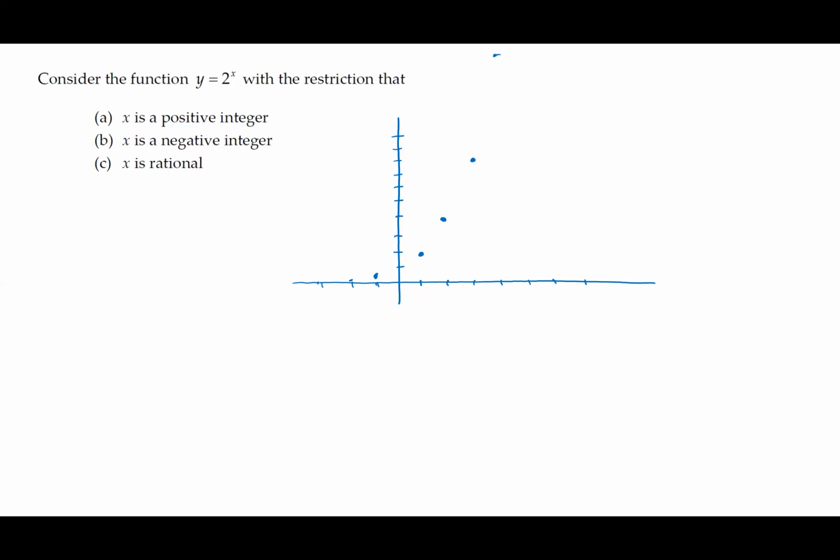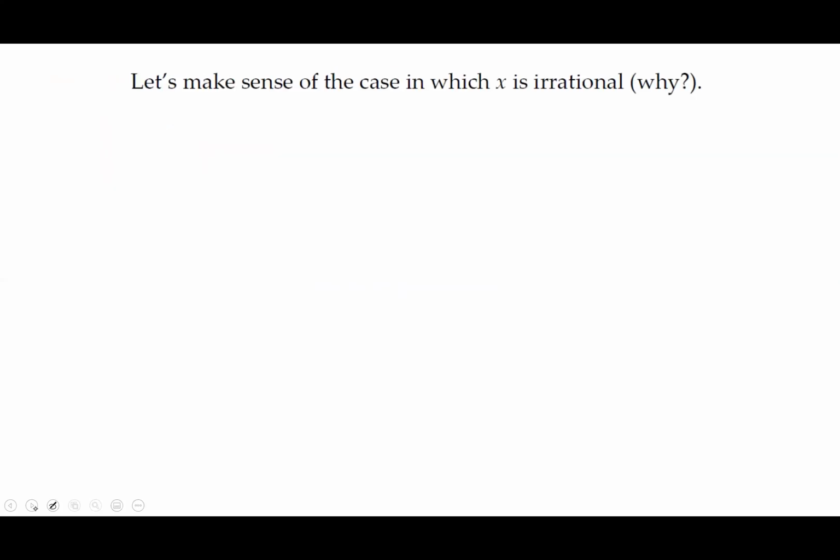Now, what about rational? What if x is a rational number, like 2 to the 2/3, or 2 to the 4/5? Well, what's going to happen is we're going to start to fill in the pieces here to this function. But really, there's still gaps. You'll notice that positive integer, negative integer, rational. What's missing here? Well, what's missing is the case in which x is irrational.